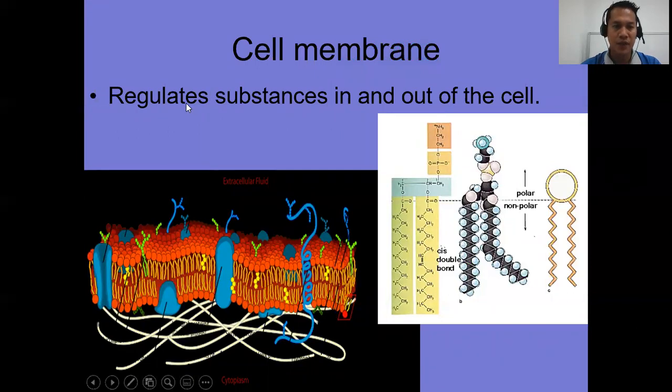If I slice a part of a cell membrane, it's going to look like this. It has polar heads and non-polar tails. You don't have to worry about this structure right here. We're going to study this in higher biology, but for now, let's understand the function of the cell membrane. It regulates substances in and out of the cell. So not only does it protect the cell, it also regulates the movement of molecules, especially the minerals going in and going out.